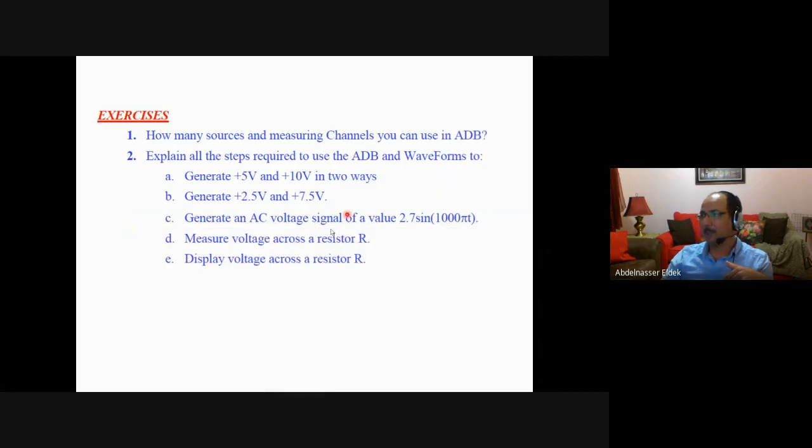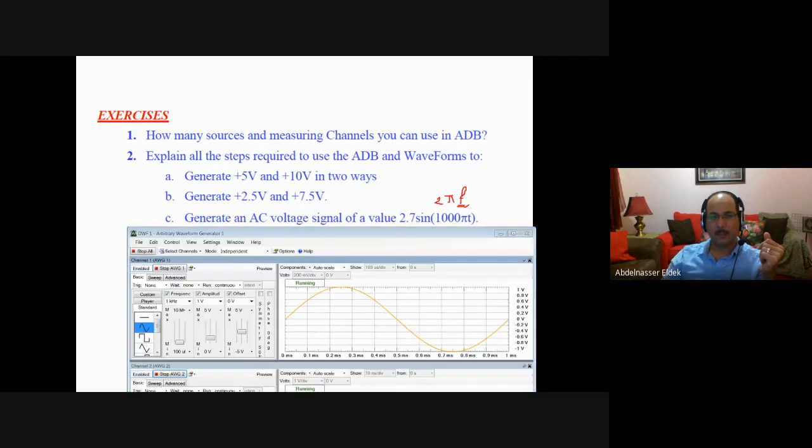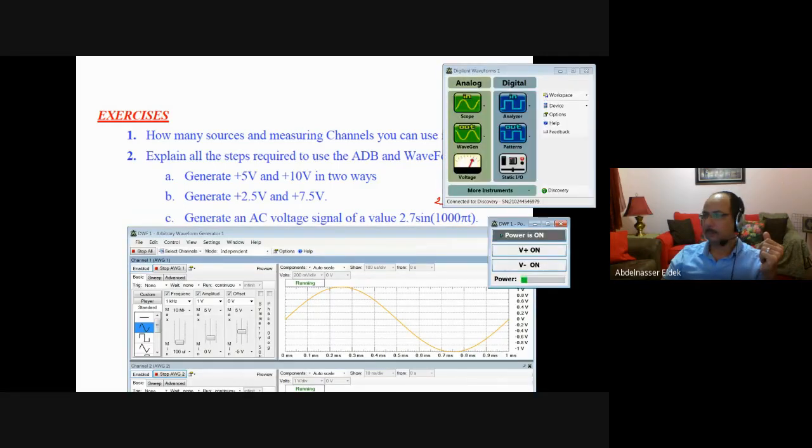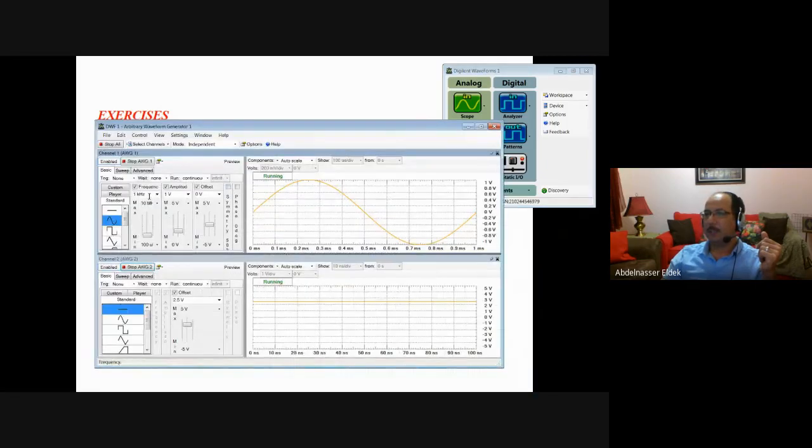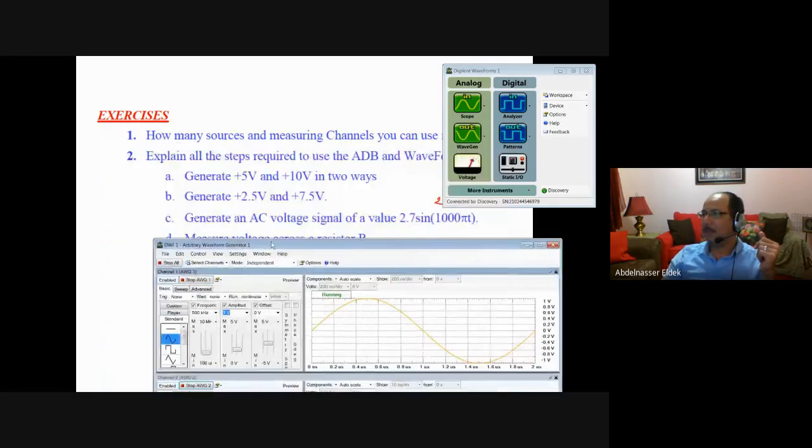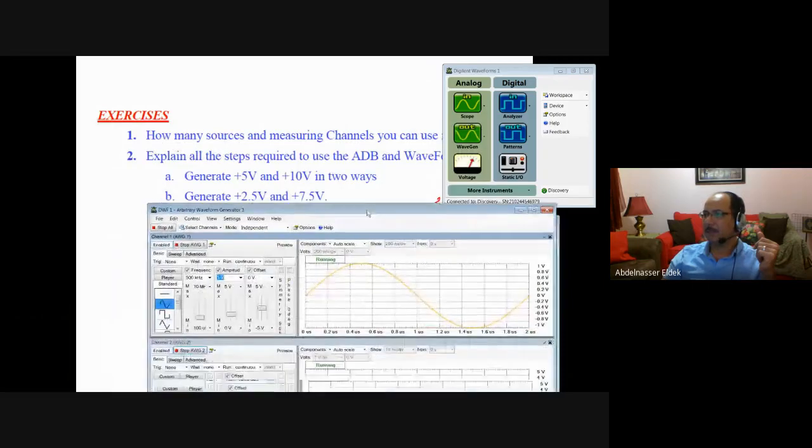So if the expression has 1000πt, then 2πf equals 1000π, so the frequency is supposed to be 500. Now let us return back to this one here. Let's turn off this. I will set this one to 500. The frequency is 500. And what is the amplitude? It's 2.7.